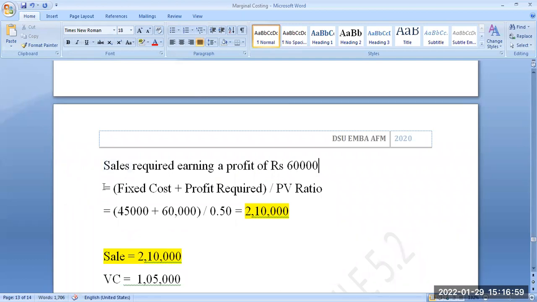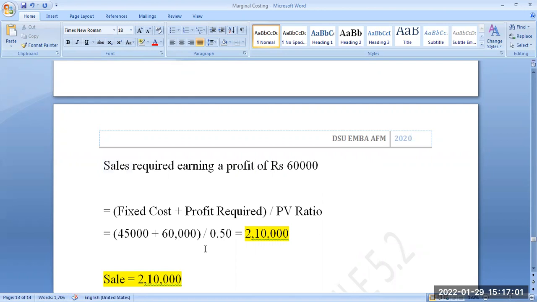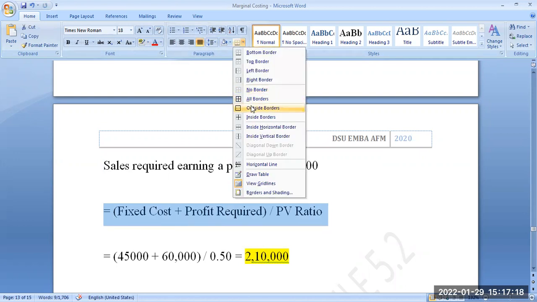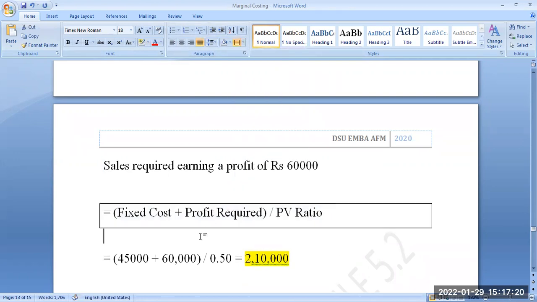There's a small equation for this under the marginal costing technique. That is fixed cost plus desired profit, or how much profit is required by the company, divided by PV ratio. So what is newly coming in? PV ratio. What is this? I'll explain to you what this PV ratio is.